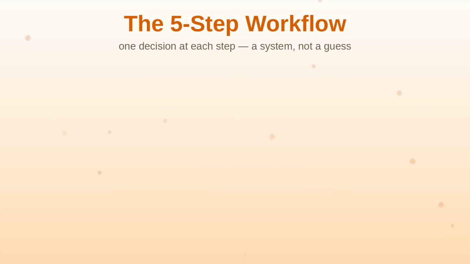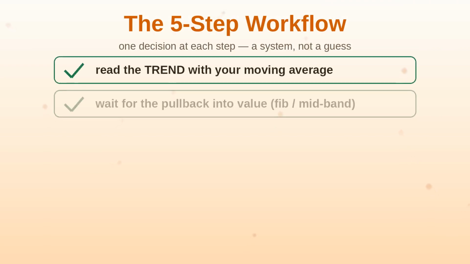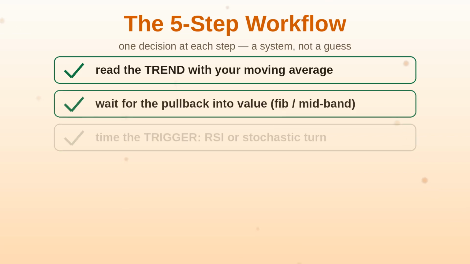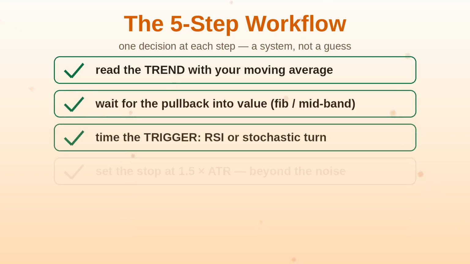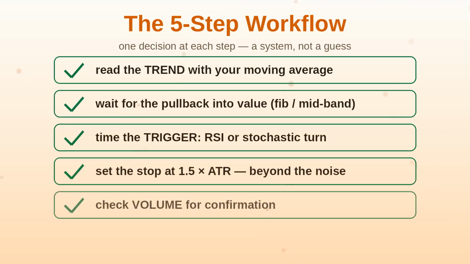Here's the whole playbook as one repeatable workflow. Step 1, read the trend with your moving average, only trade in its direction. Step 2, wait for the pullback into value, a Fibonacci zone or the middle band. Step 3, time the trigger, RSI turning back up or a stochastic cross. Step 4, set the stop at 1.5 ATRs beyond the noise. Step 5, check volume for confirmation. 5 steps, 1 decision at each. That's a system, not a guess.